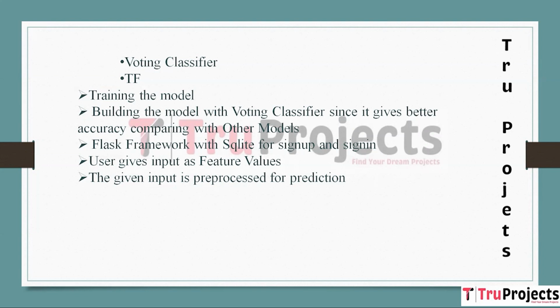Pre-processing involves transforming the user provided input into a format suitable for the prediction model. This includes steps like encoding categorical variables, scaling numerical features, handling missing values, or any other necessary pre-processing steps. The transformed input is then ready for prediction using the trained model.